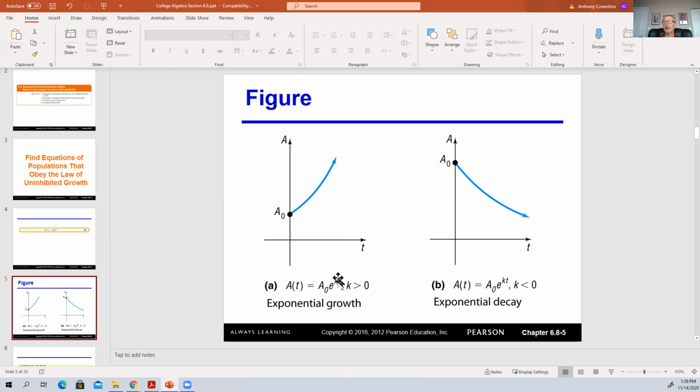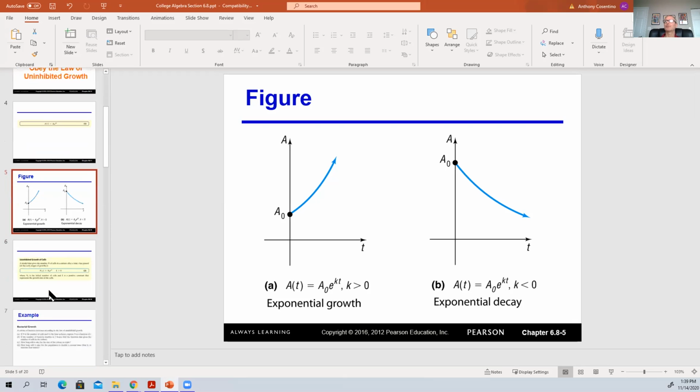And if the growth rate is positive, if k is positive, excuse me, then the growth rate is increasing, right? And we call that growth. And if k is negative, you could see this is decreasing, right? We call that decay. And so the equations are exactly the same. The only difference is the k value is going to be positive for growth and negative for decay. And so let's take a look at an example.